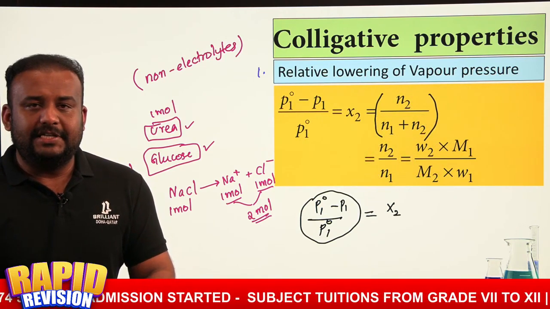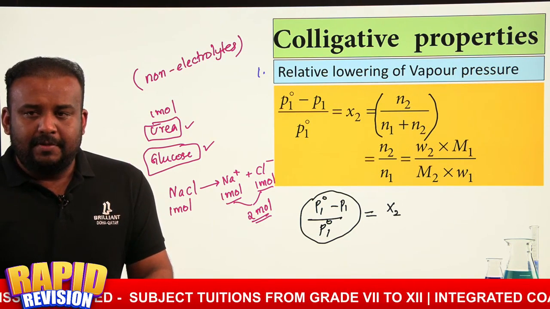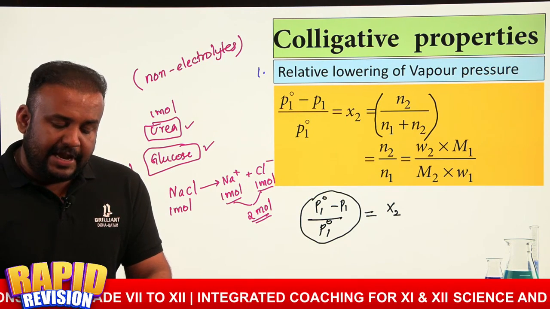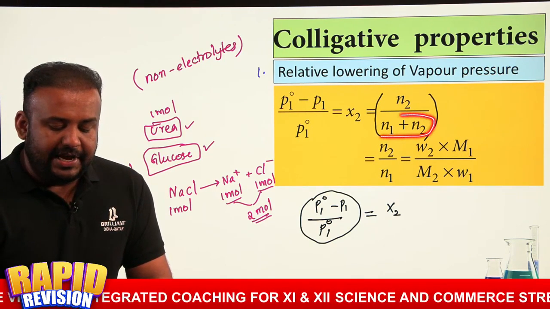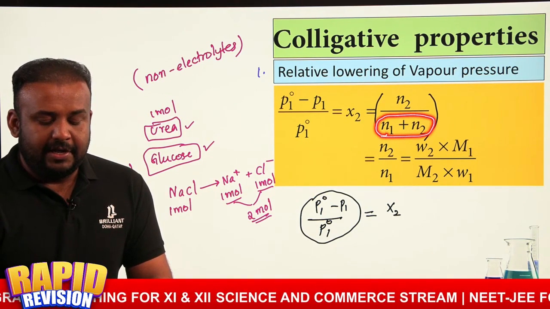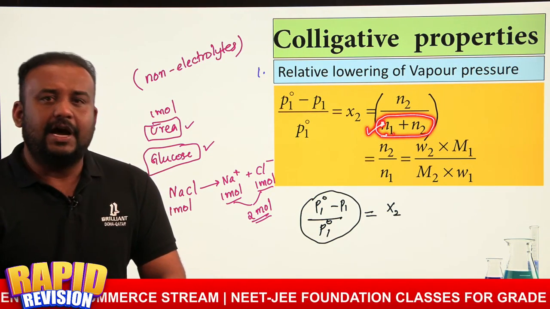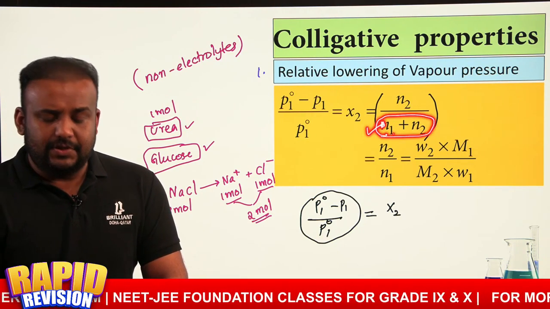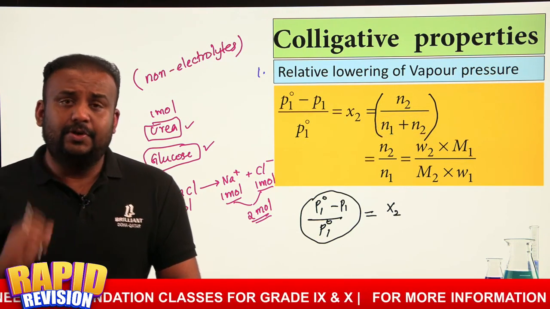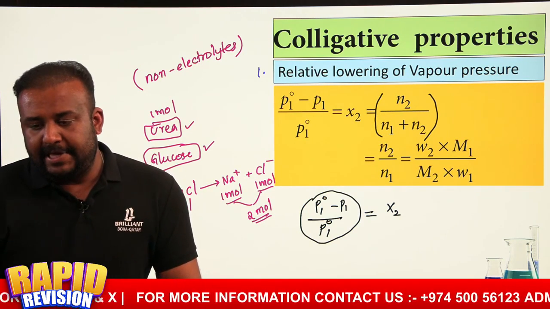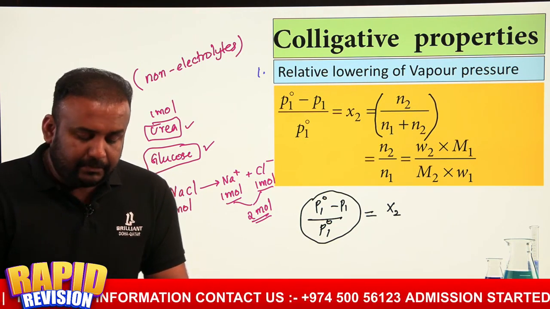So, I hope this formula is clear to every one of you. Please remember this formula. You may have numericals related to this. And everybody understood why we ignored the N2 from the denominator. This is for dilute solutions. Most of the solutions that we deal with are very dilute solutions, so no need to consider the solute concentration in the denominator. Is that clear? Yes, sure Dhruvil, sure.